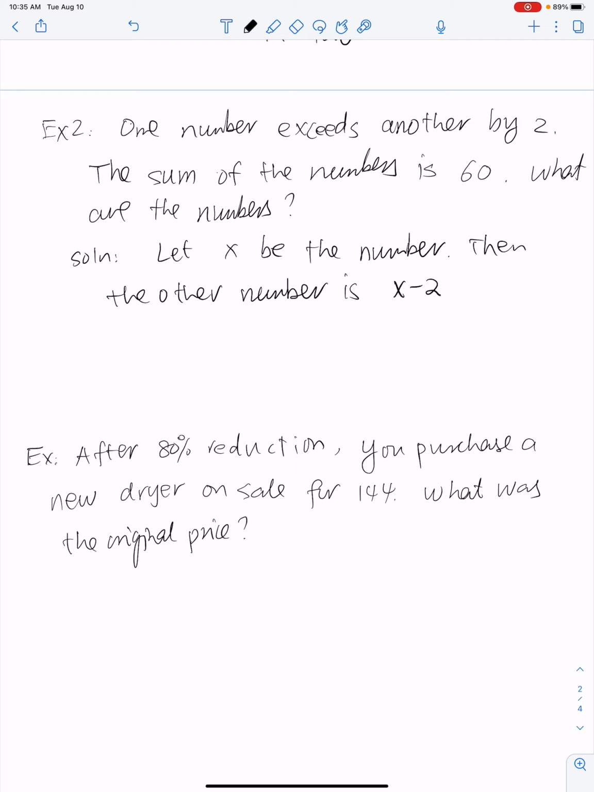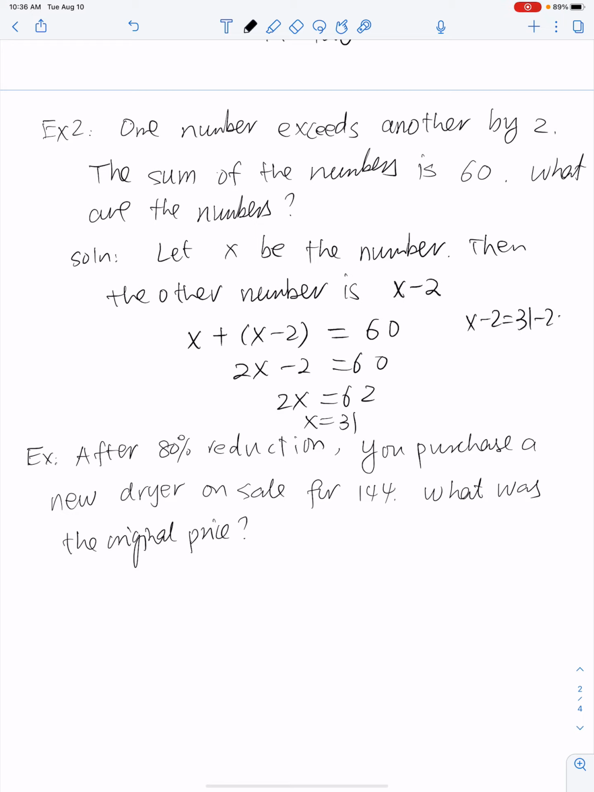The next sentence is the sum of the numbers is 60. So x being one number, the other one is x minus 2. The sum means x plus x minus 2 is 60. Combine like terms: 2x minus 2 is 60. 2x is 62, x is 31. What will be the other one? 31 minus 2 is 29. So your answer is 31, 29.